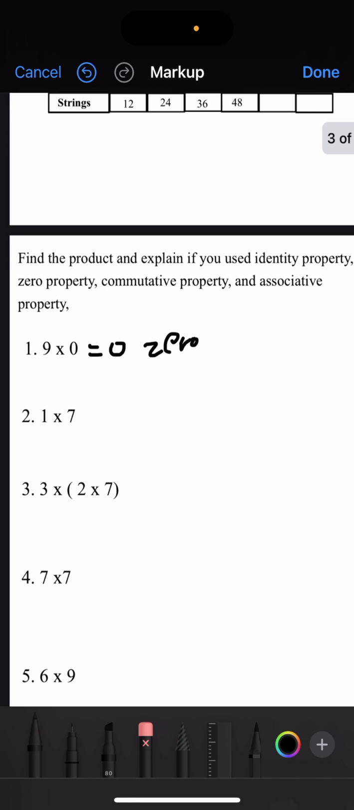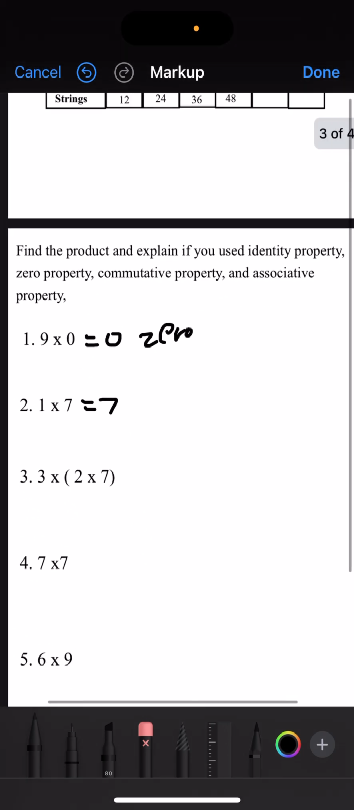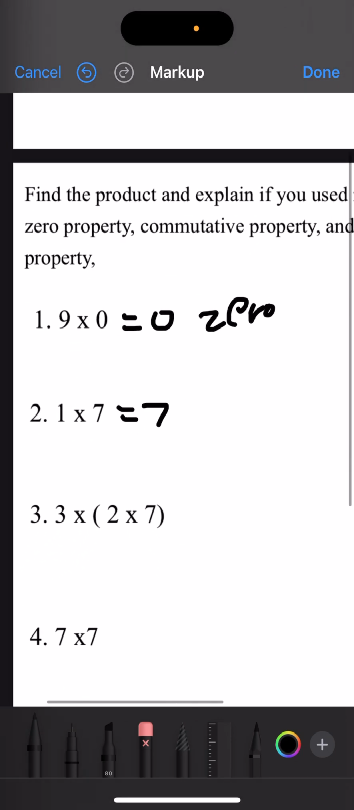Okay, number 2, 1 times 7. This just means that there is one group of 7. If there's one group of 7, then there is 7. So the answer here will not change. And this property will be called identity property because we did a multiplication. However, the answer does not change.